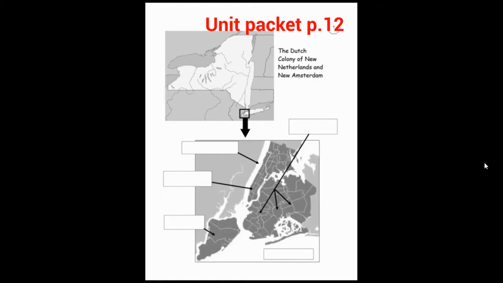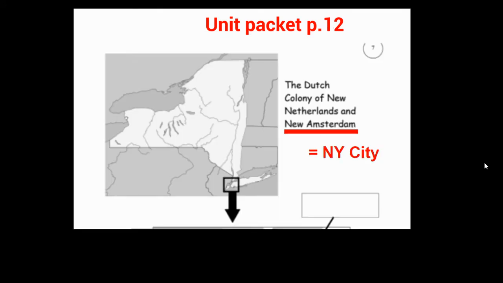So we're going to move on to your map in your unit packet. You're looking for this map, which shows the Dutch colony of New Netherlands and New Amsterdam. And we're going to zoom into that map because I want you to add something at the top. I want you to underline New Amsterdam, which was the Dutch town located on Manhattan Island. And I want you to make a note that this is now New York City. So the map that we're about to fill out is a map of modern-day New York City, but it used to be called New Amsterdam.